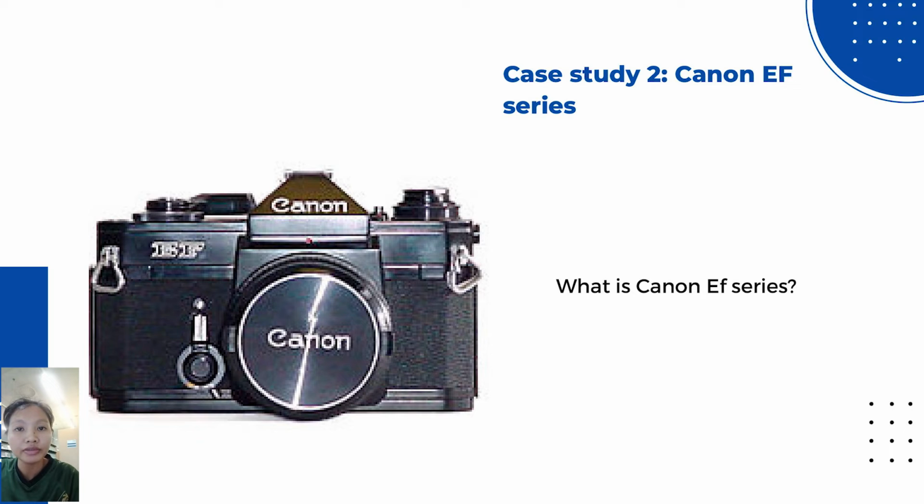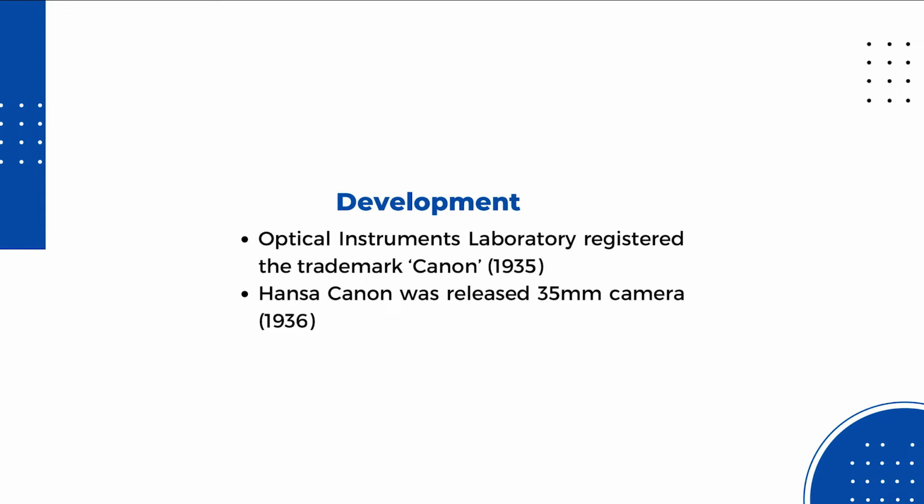It shows Japan's ability to design and produce 35mm cameras like the Canon EF series. The Canon EF series is a product made in Japan. Japan domestically designed a 35mm camera. Japan invented the first 35mm camera to be viable. The Precision Optical Instruments Laboratory registered the trademark Canon, and the company began work on the first production camera.